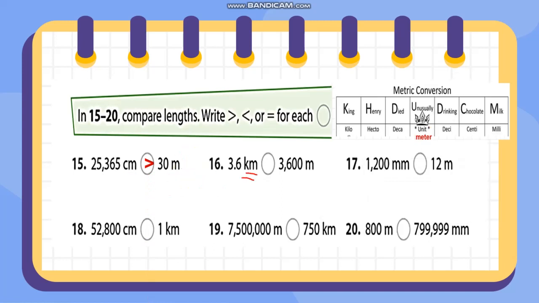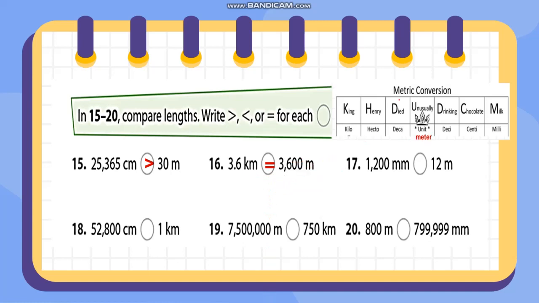3.6 kilometer and 3,600 meter. So I need to change this into kilometer to make it the same. So meter to kilometer. How many movements? Tens, hundreds, thousand. And smaller to bigger, it means divide. So I'm going to divide this into 1,000. So I have 2 zeros there to cancel. Okay, so 36 divided by 10, that is equivalent to 3.6. That's why the answer is equal.